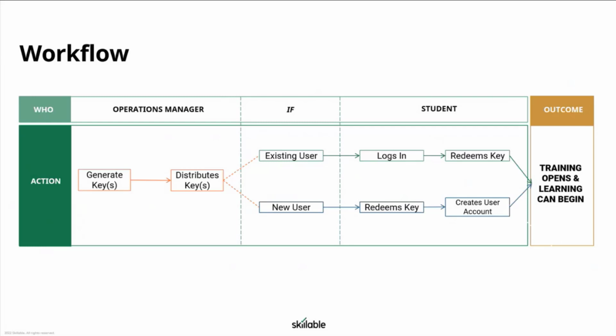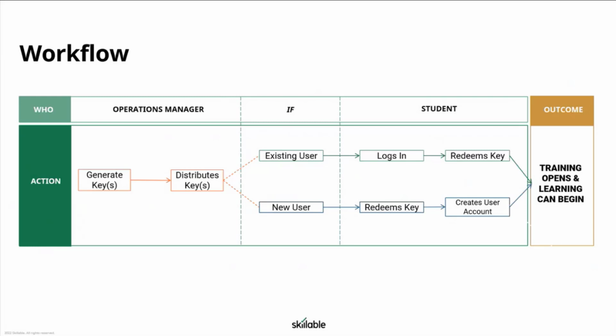So if the student exists, the student takes over from you, like their action now is to log in and redeem that training key. If there's a new user, we want them to redeem the training key, create the user, but yet the outcome is always the same. It's going to open up the training and learning can begin. So your options for if are existing or new, and for you as operations managers, your simple job is to create and distribute those keys, and it's on the student then to take the next actions.